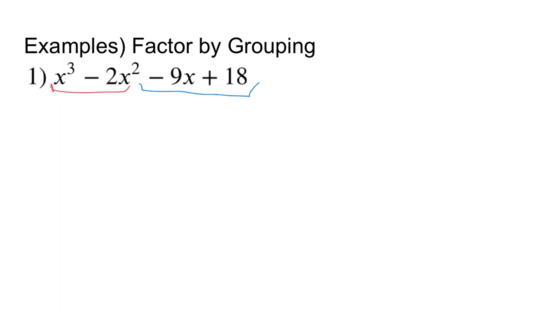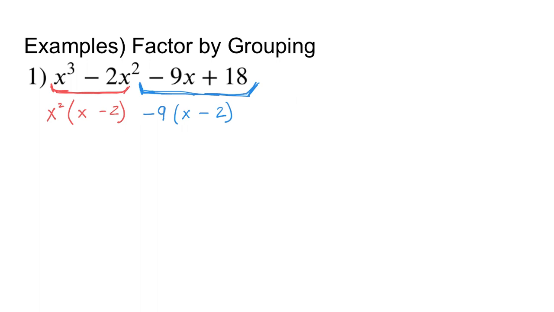So first, in this red group, what can I pull out of x to the third and negative 2x squared? The answer is an x squared term. I can pull that out, and if I do, I'll be left with an x minus 2 in parentheses. What about these next 2 terms? What can I divide into both negative 9x and 18? The answer is, of course, negative 9. And here's why I picked negative 9, because look what's going to happen. If I divide out a negative 9, I'll have x minus 2 left over in the parentheses.